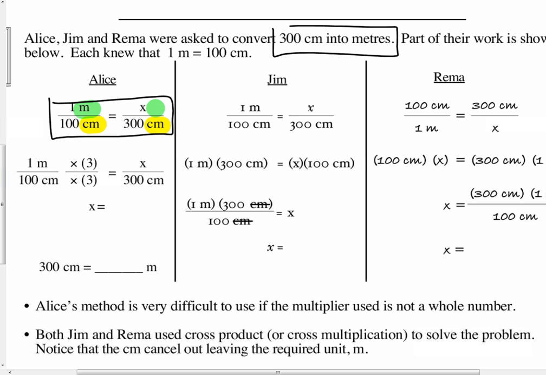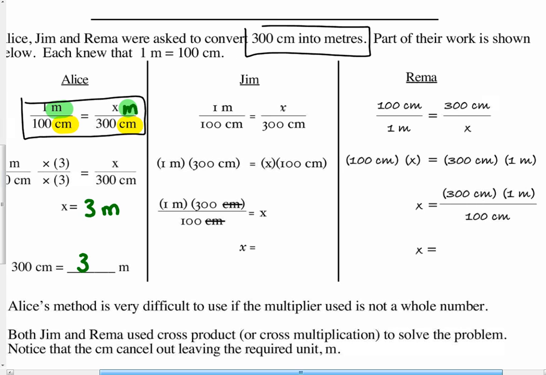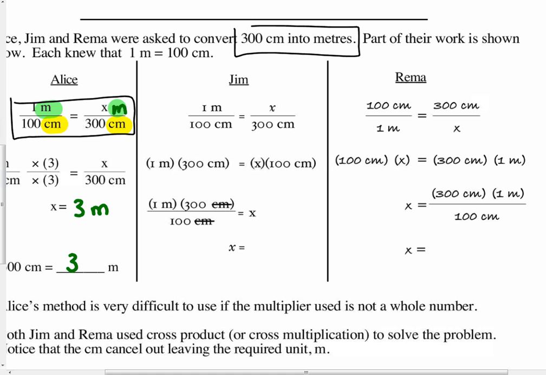Meters. Okay? So you can cross multiply. So what she did is she multiplied both sides by 3, the top and bottom. What do you get? How many meters? 3 meters. Okay? So that's one method. I don't love that method. We won't really use that. Same idea. So Jim set it up the same way, but he cross multiplied. So 300 times 1 equals 100 times x, and then divide both sides by 100, and you still get 3 meters.